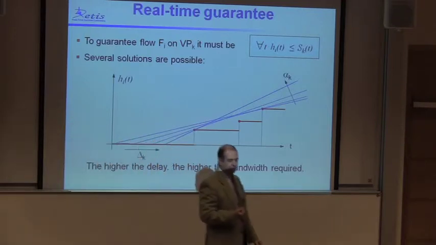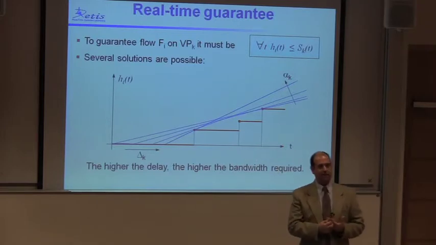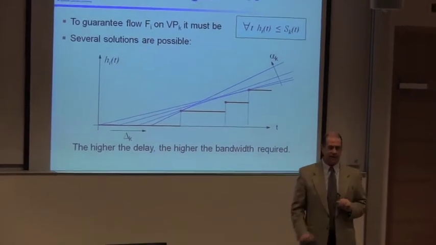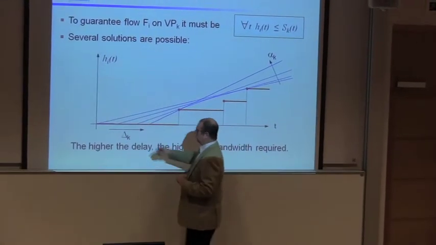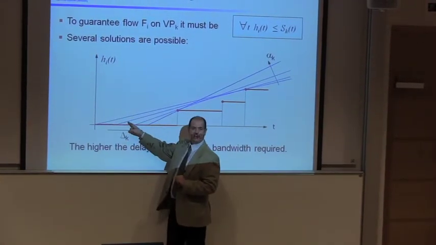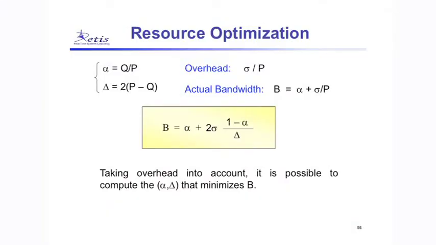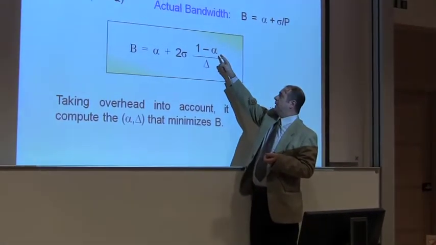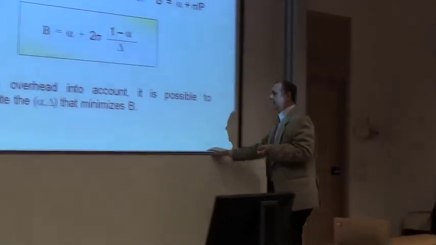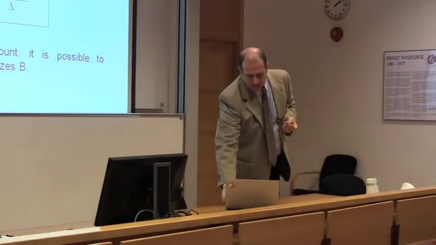So if I want to make a realistic minimization, I need to take overhead into account. So maybe, considering overhead, the best solution is this one. So you see that the problem is not easy, but it can be solved. And in fact, this is the bandwidth that can be considered by taking the context switch overhead into account if you want to consume a bandwidth alpha with the service delay delta. So you can solve this problem.